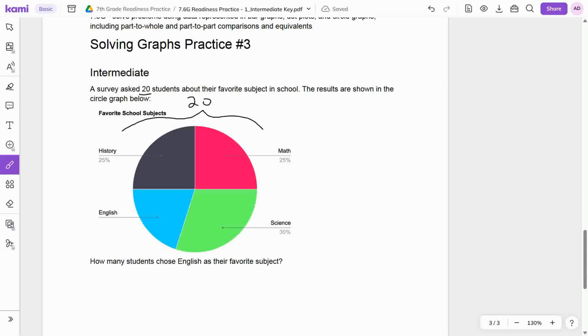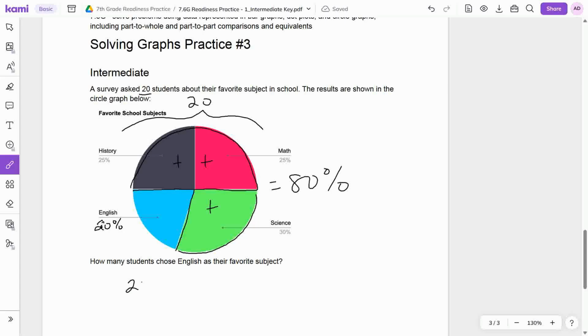So we've got 50% right here. If you look at this, 25 and 25, that's 50. If I add my 30, that's 80. So this plus this plus this equals 80%. Well, 100% is the whole thing, which means English needs to be 20% because that's just what's left over, right? And so now we know English is 20%, but it's not asking me what the percent of students is. It's asking me how many students that actually is. So what is 20% of 20? That's really what I'm looking for.